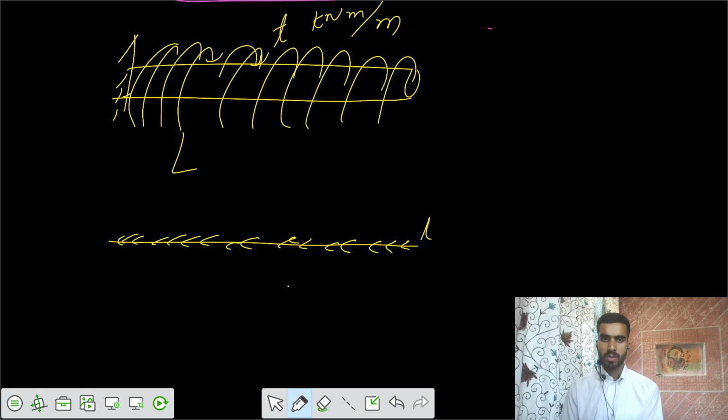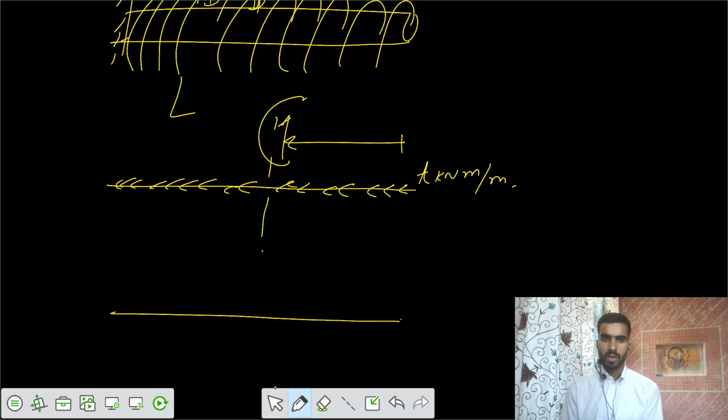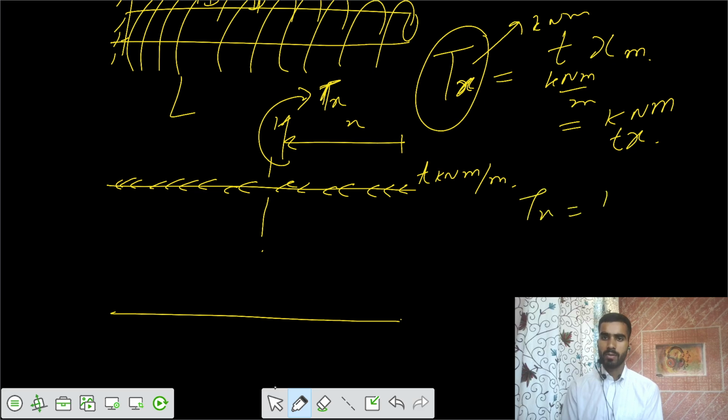There are some smaller values of t, in kilonewton meter per meter. If you cut any section at any x, there's some torque developed, capital T at any x. Capital Tx at any x equals t into x, because t is in kilonewton meter per meter and you need it for x meters, so the final value of Tx is in kilonewton meter. So T at any x is a linear function of x.